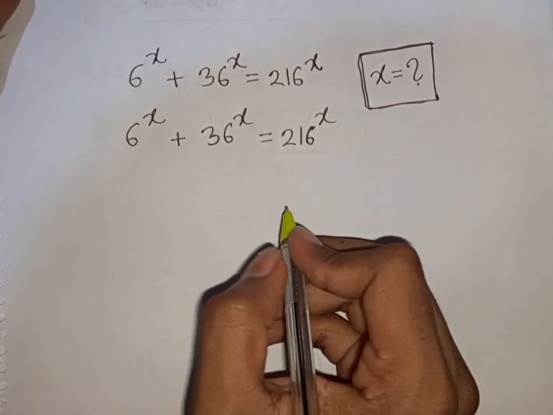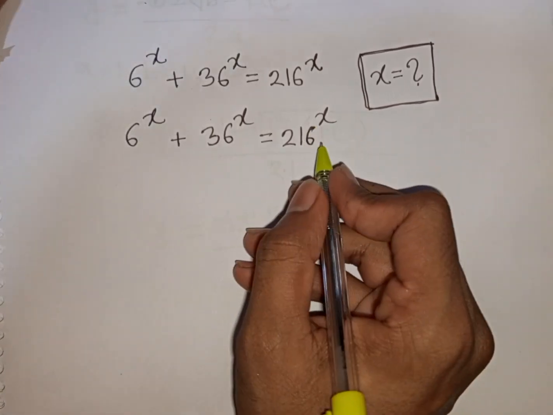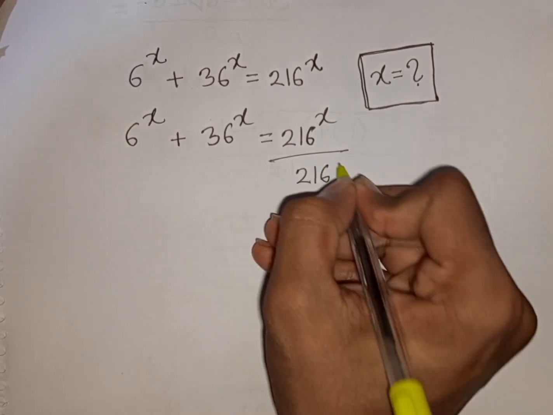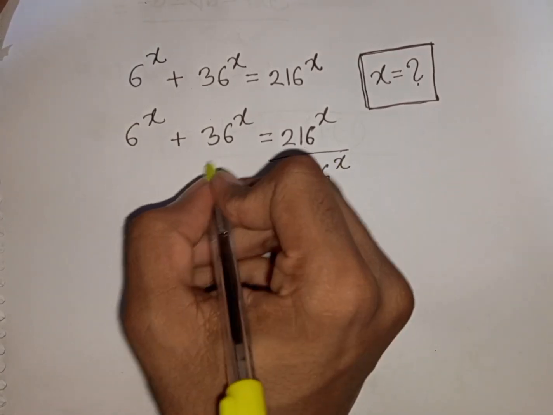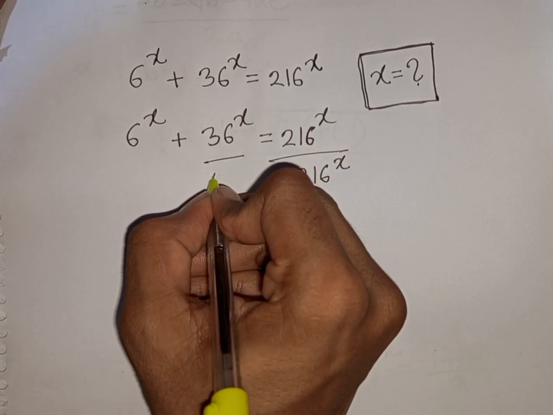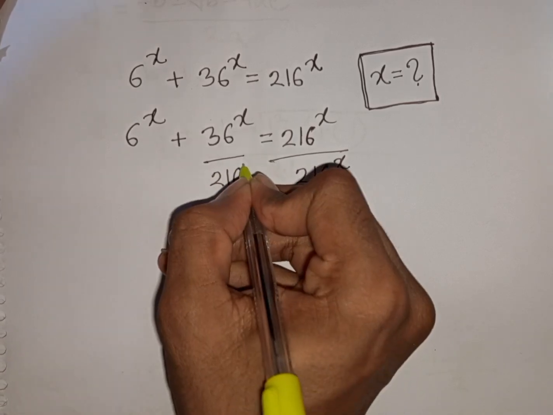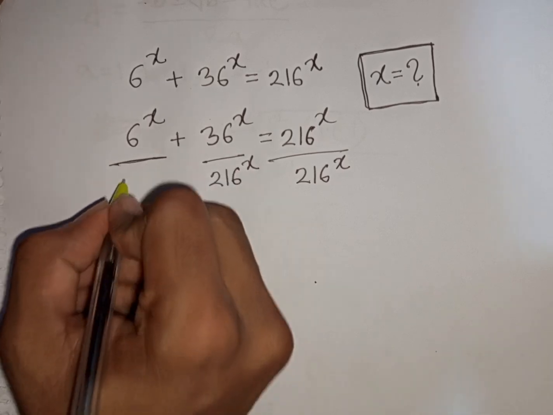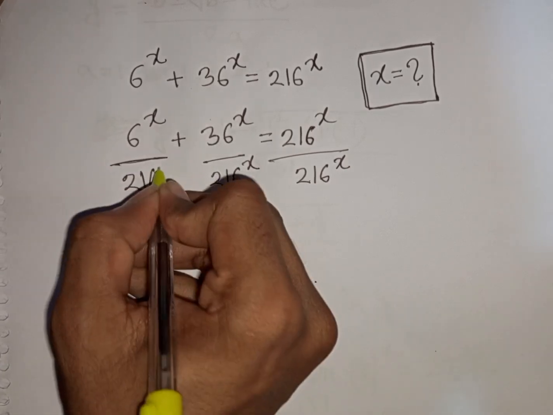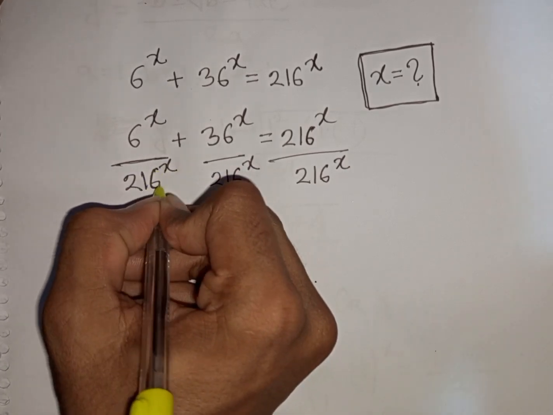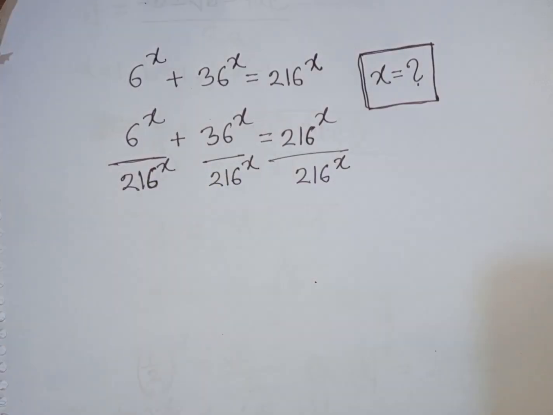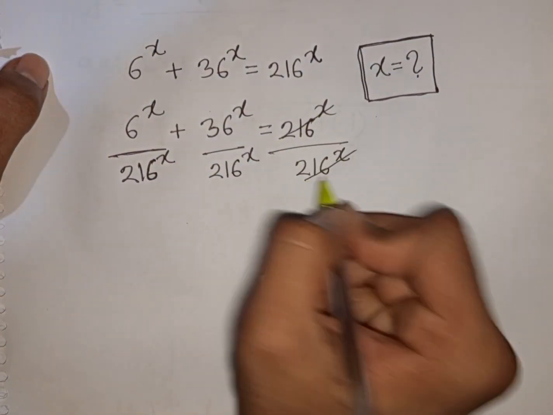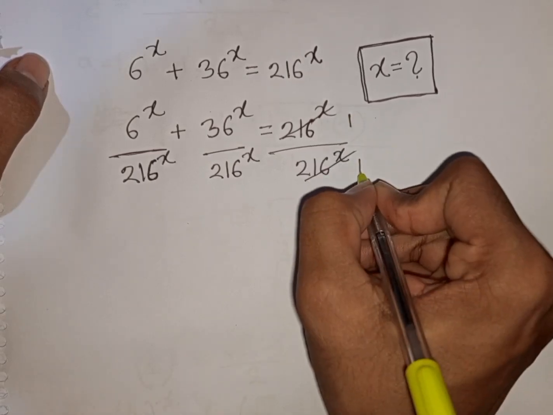Now we divide by 216 power x on both sides. So divided by 216 power x, divided by 216 power x, divided by 216 power x. Now we see this will be cancelled.